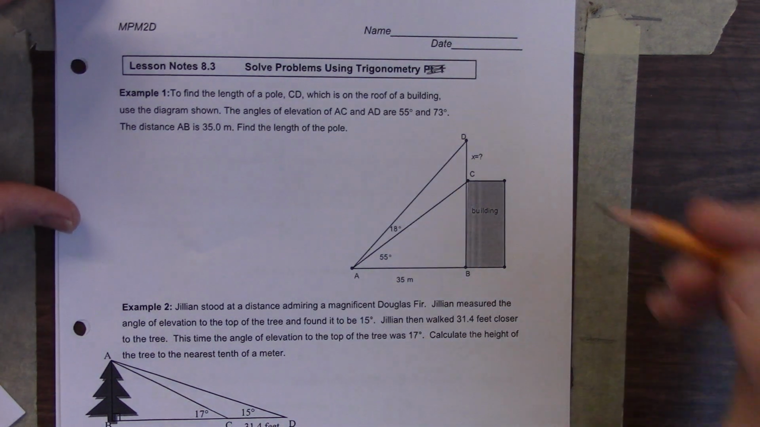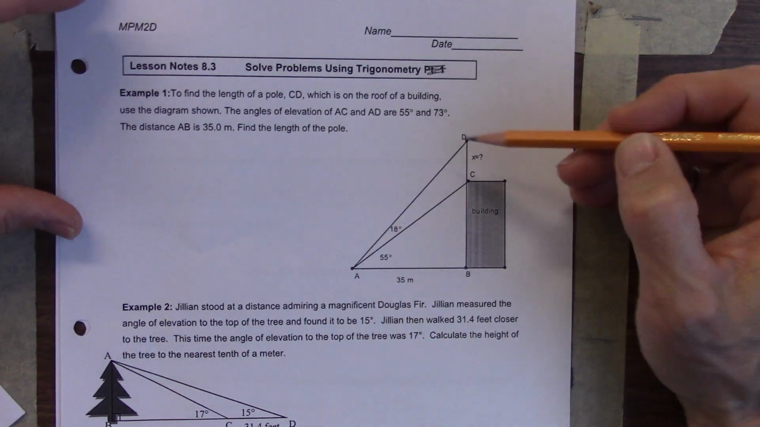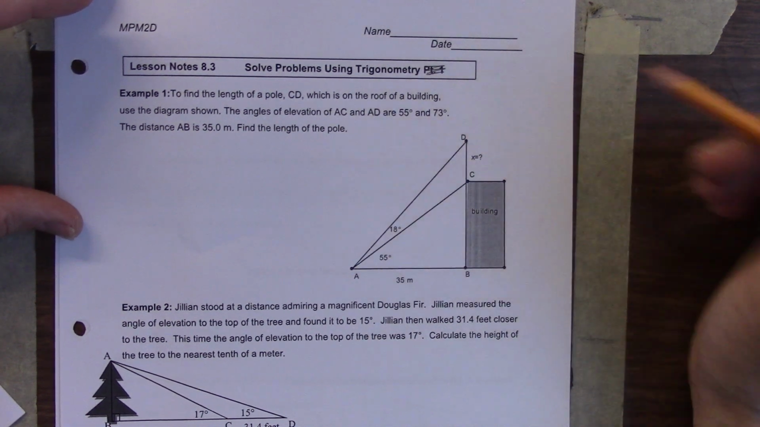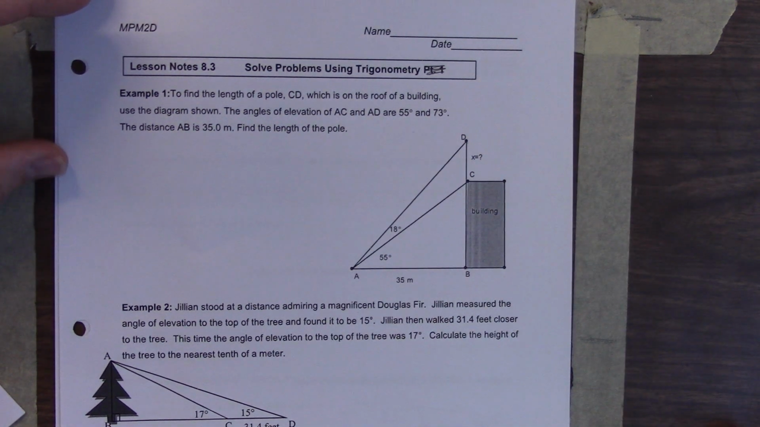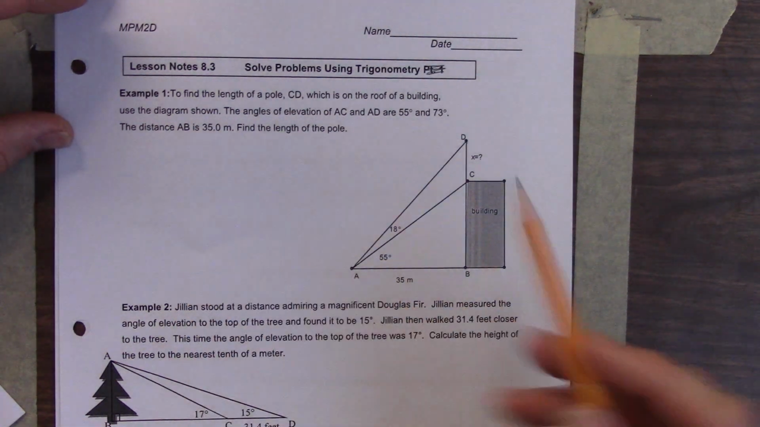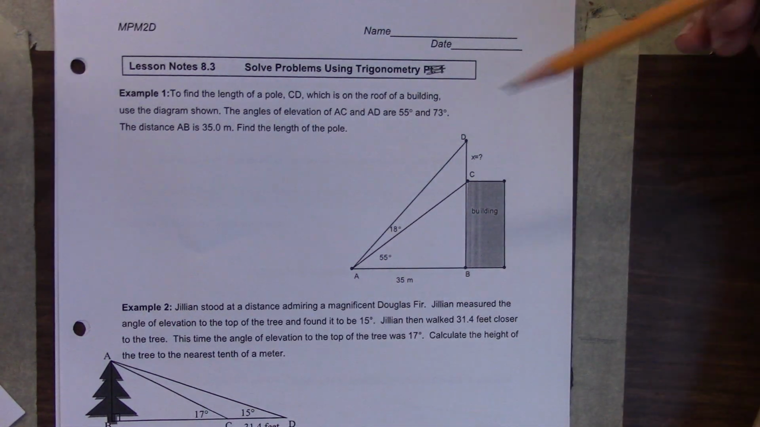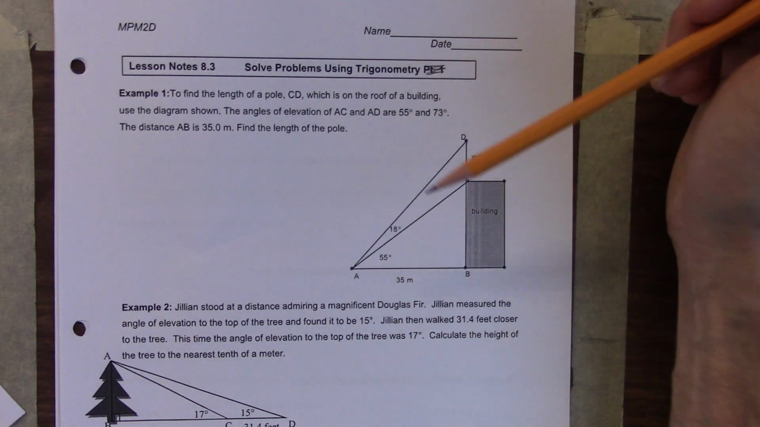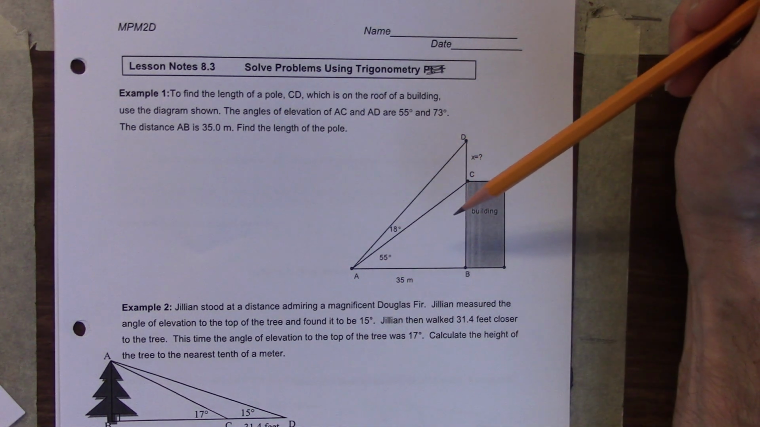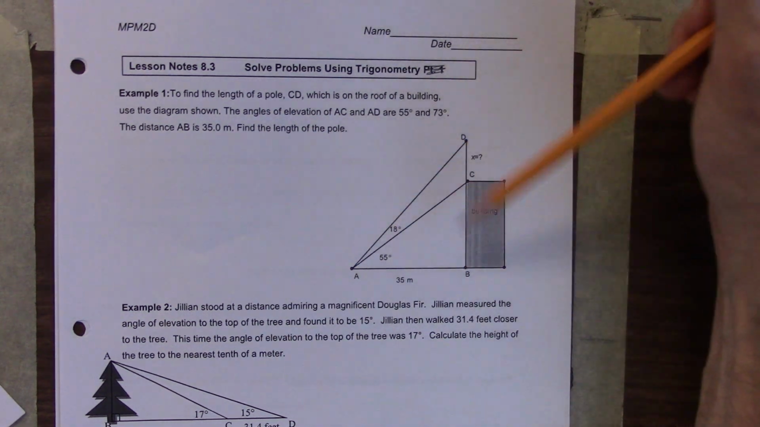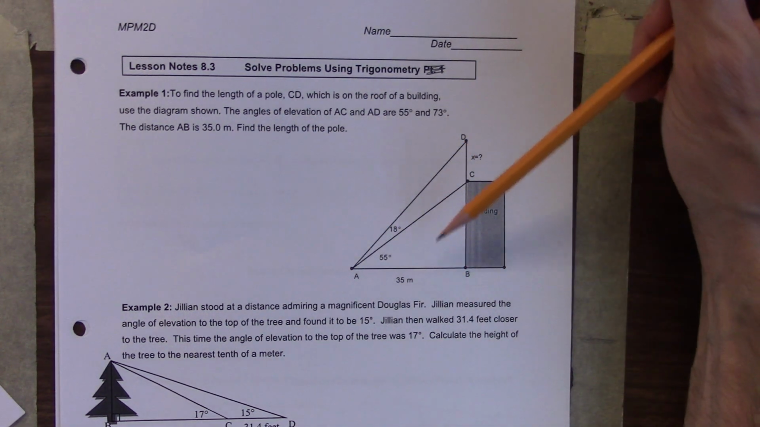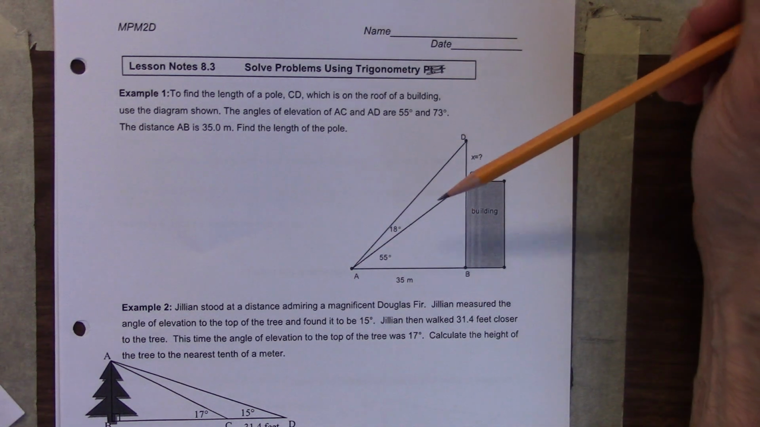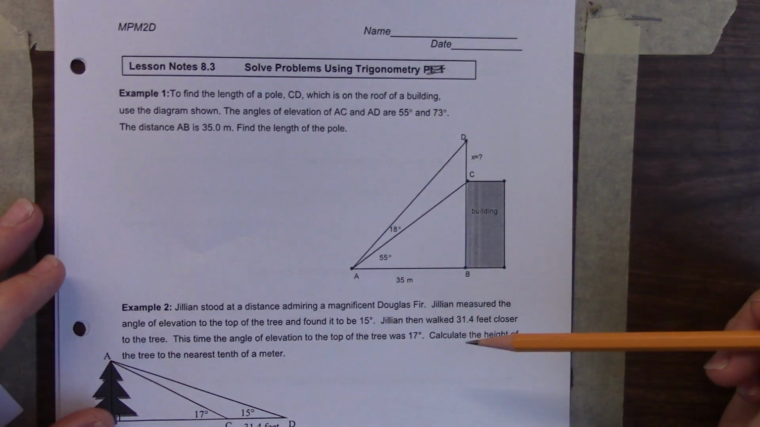So it says here we're looking for the pole CD, so this length here, which is on the roof of a building. Use the diagram shown. So if you ever get a word problem that gives you a diagram, you should be very happy, because that's typically the hard part of word problems, is creating this diagram. Now you have it given to you here, so really that's the hardest part of a word problem, sort of putting the triangle together, the diagram.